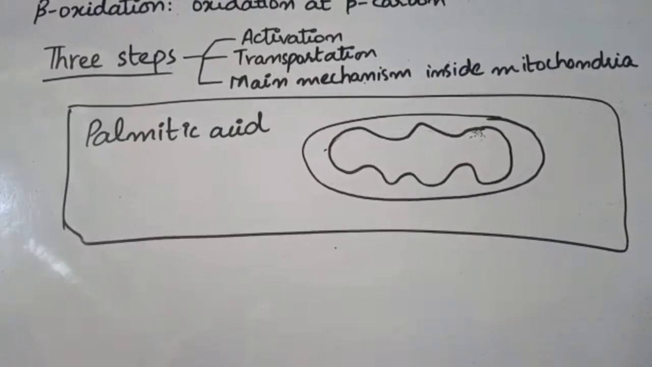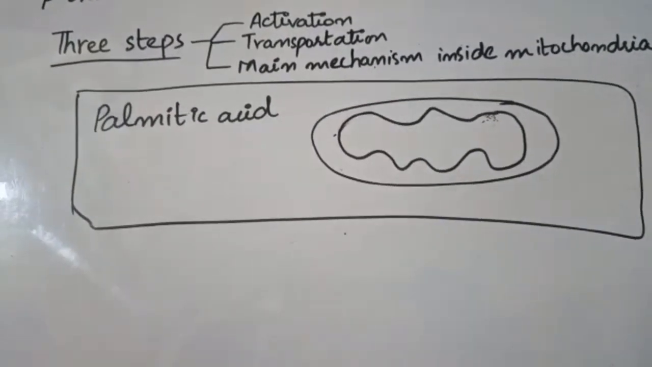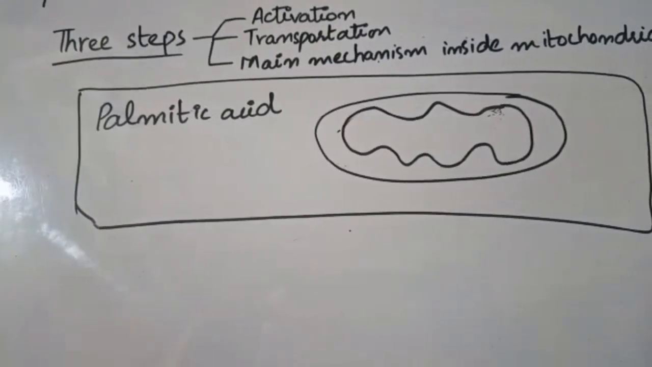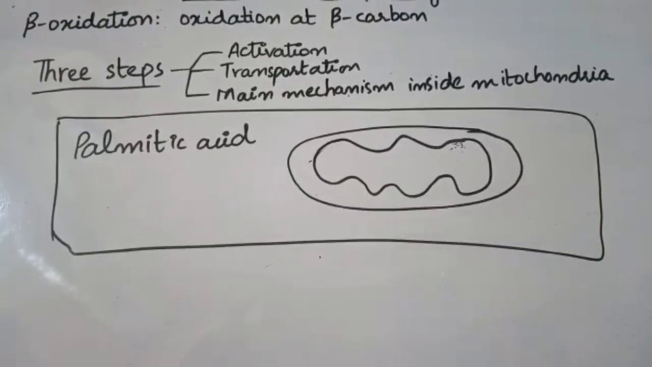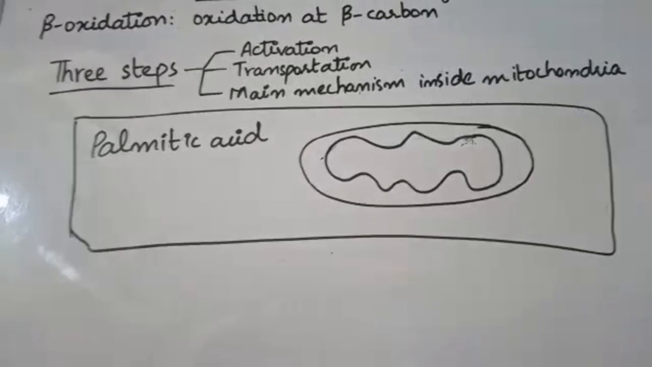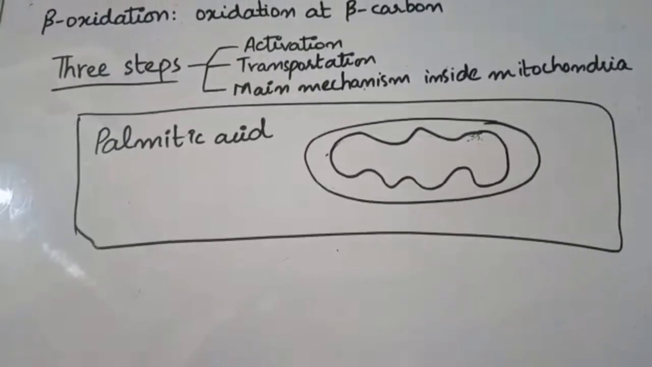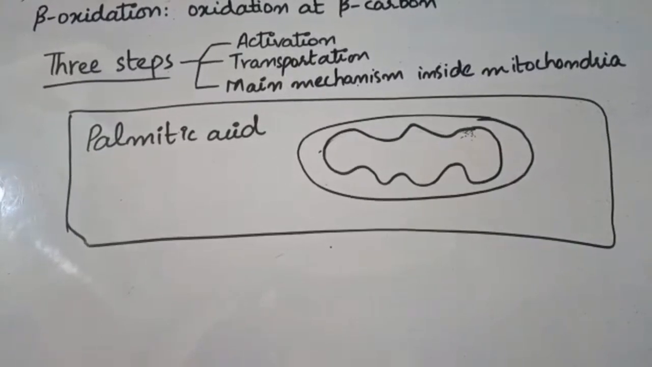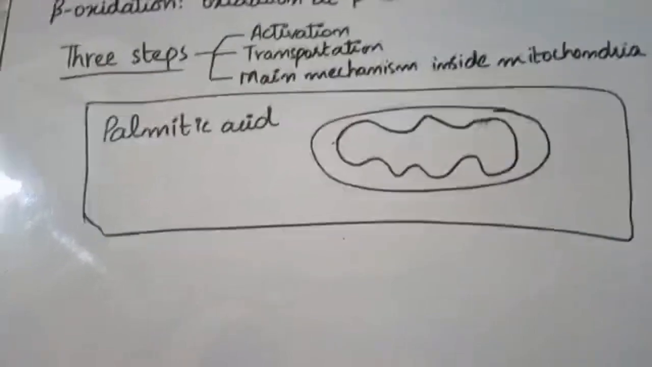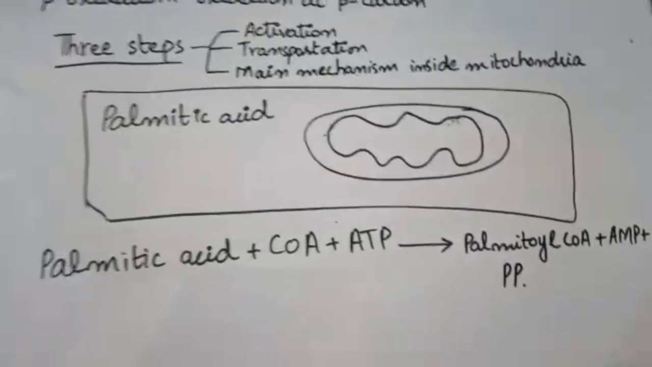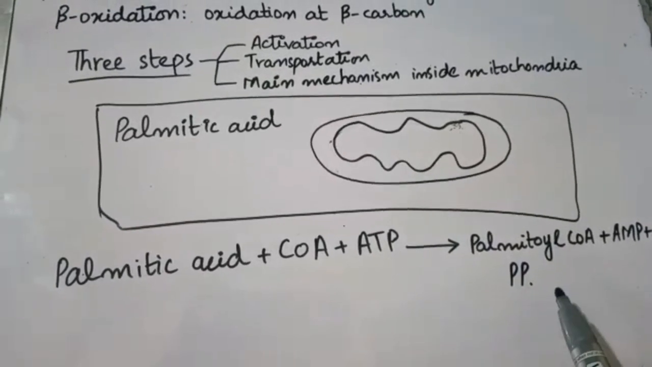So there is a need to activate this palmitic acid and to convert it into another compound which is named palmitoyl coenzyme A. This process is known as activation. The conversion of palmitic acid into palmitoyl coenzyme A is known as activation of fatty acid. Here we have the equation for the activation of palmitic acid or the fatty acid.